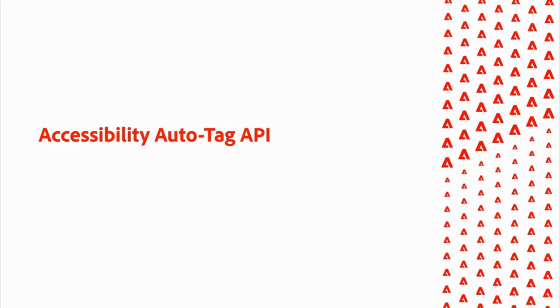Anyway, the next thing is accessibility. So again, Accessibility Auto Tag API is a singular operation, part of our PDF services. But given that today's main topic is around accessibility, we're going to dive into this particular operation a little bit deeper.